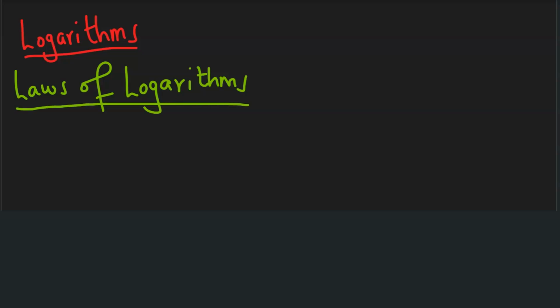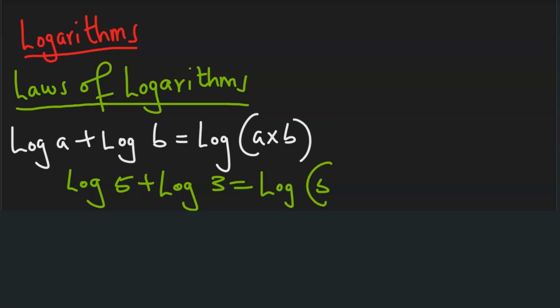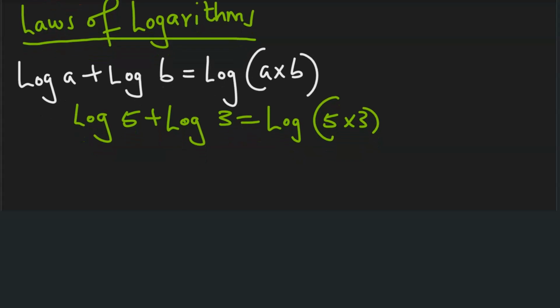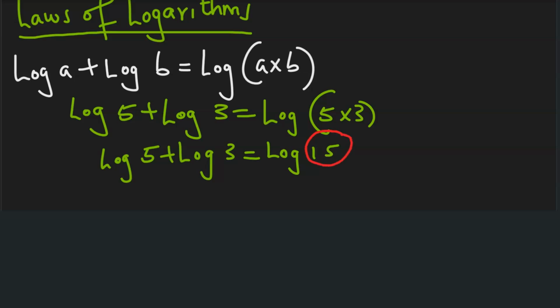And so the first law states that log a plus log b equals log a times b. An example is that log 5 plus log 3 equals log of 5 times 3. Which basically means that log 5 plus log 3 equals log 15, and this is the answer.